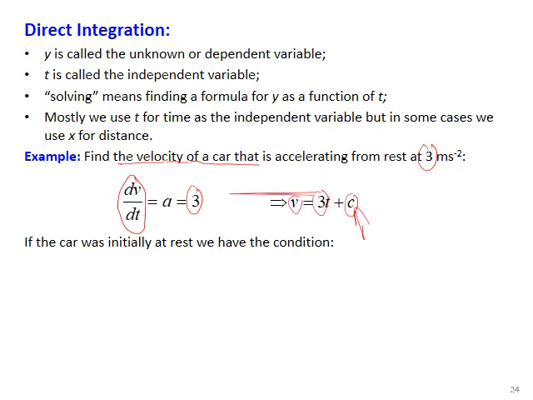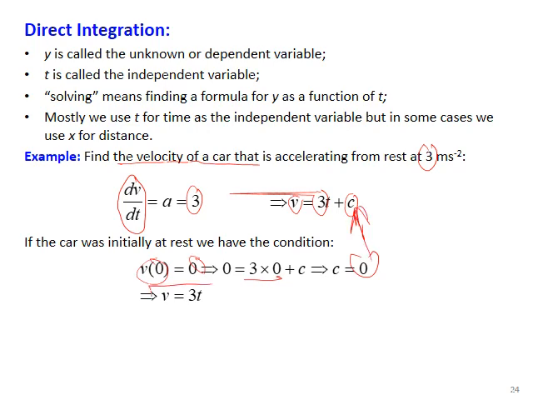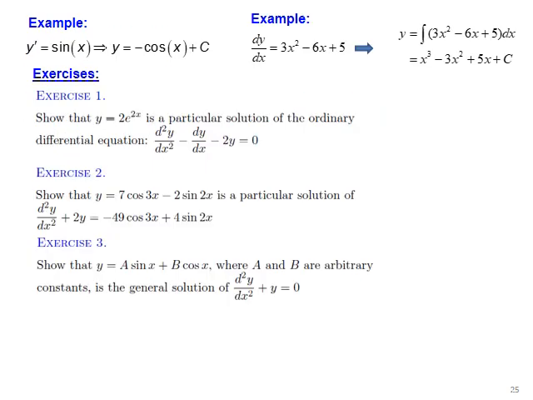The constant, if I want to find it, I am supposed to be given an initial condition. Let's say he says at time 0 the velocity is 0, then I get the constant, which is 0. Then if I substitute here, this is the final answer. It is called direct. Another example here, y dash equals sine, the integration of sine is minus cosine plus constant, and so on.